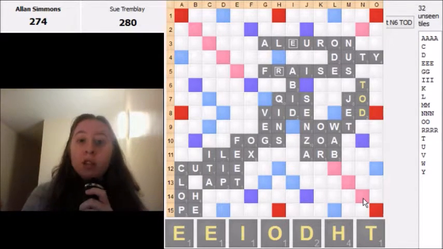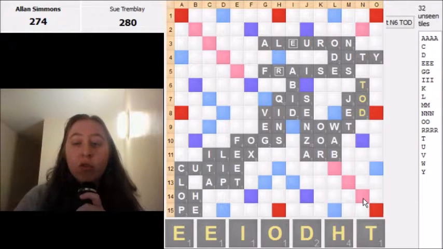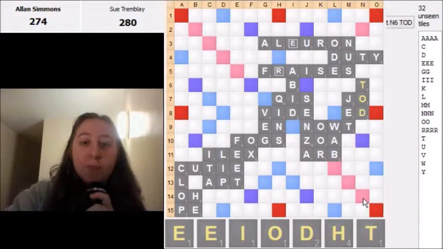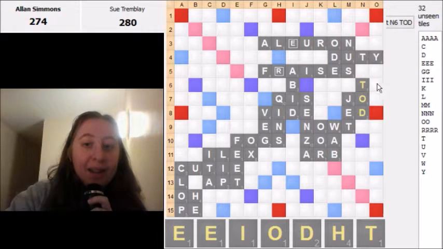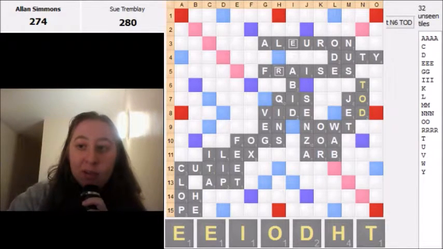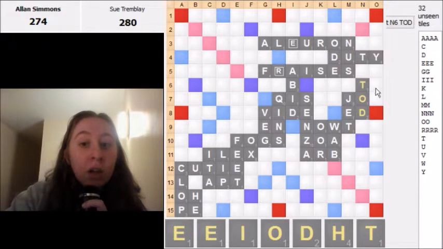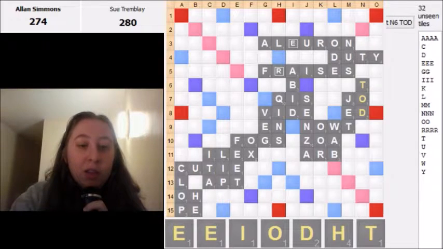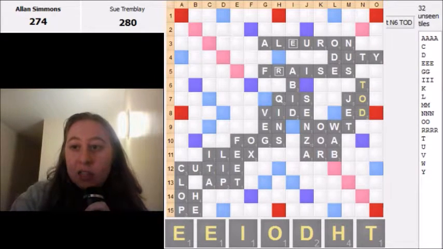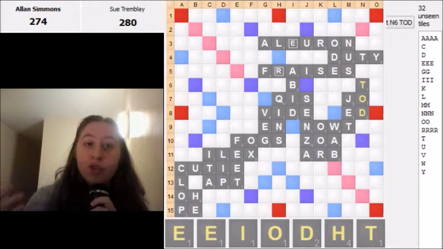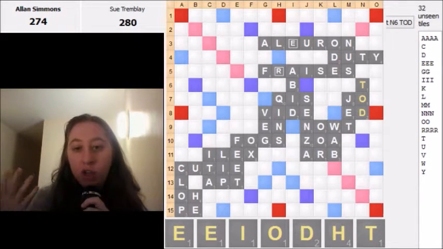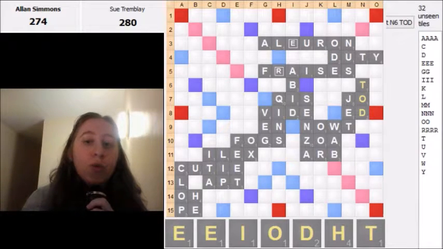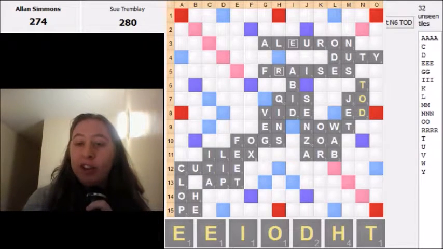But what makes Todd so interesting is that in order for Sue to block it, she's going to have to make some kind of play at 06, 07, maybe something like RAR. But she'd basically only be scoring about 14 points, and it's not worth it for Sue to block it. Even though, with a play like Todd, Sue knows that Alan's going to be holding the H.